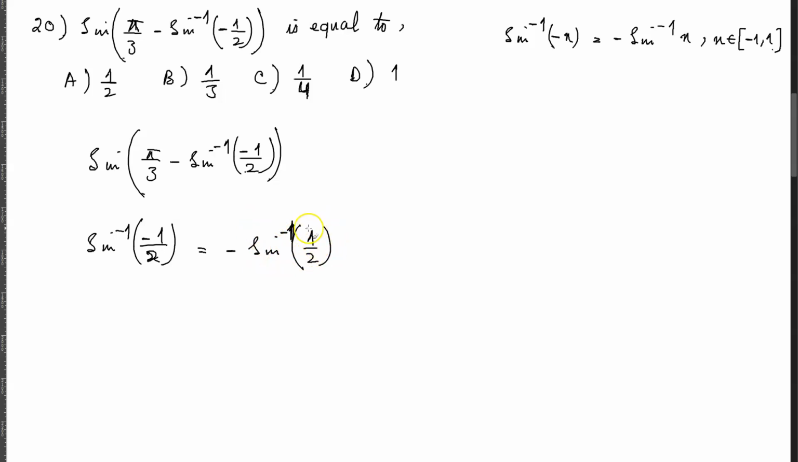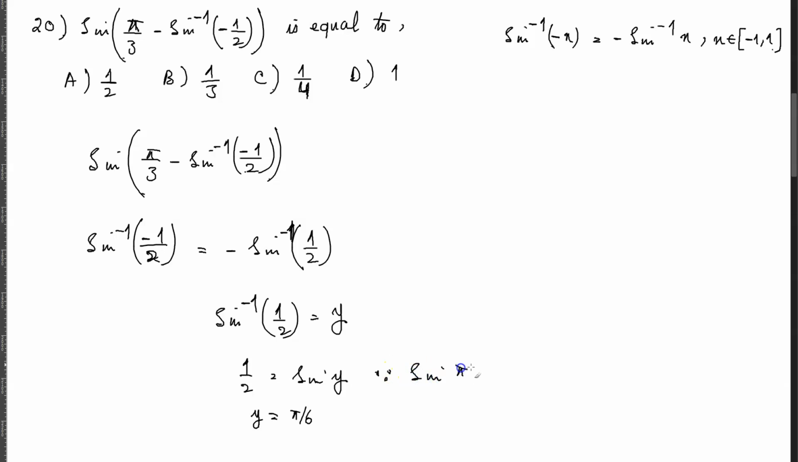Then for the negative sine inverse of half, you need to be looking for some angle. If you set the sine inverse of 1/2 equal to y, then that means that 1/2 is the same thing as sine y. So you're looking for some angle whose sine is 1/2, which is pi by 6, 30 degrees. So y is equal to pi by 6, because the sine of pi by 6 is equal to 1/2.